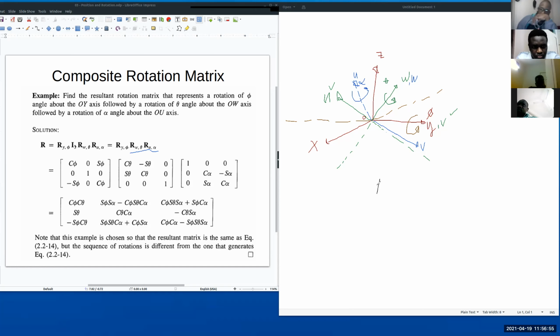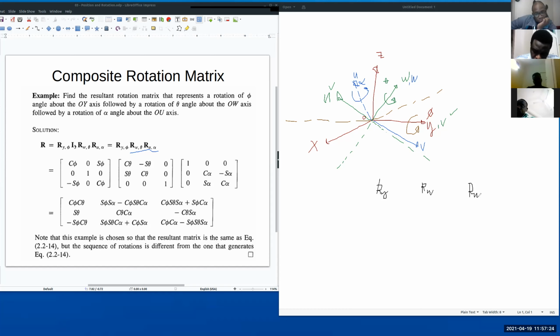So you rotate about Y. Okay, let's just put the angle now so that there's less confusion. And then you rotate about W, the second rotation, and then you rotate about U, the third rotation. Okay, so now we say that when you rotate with respect to the reference frame, we will do a pre-multiplication.